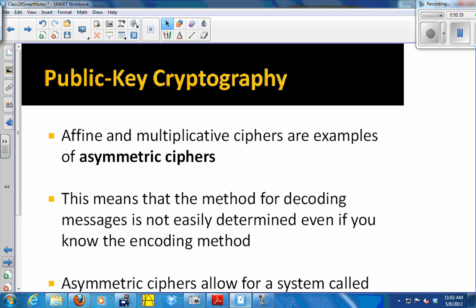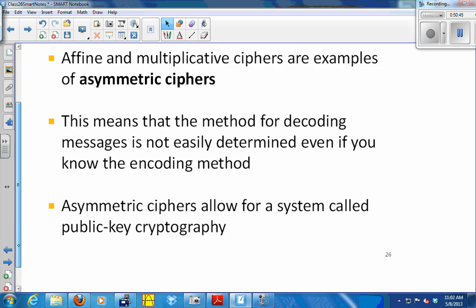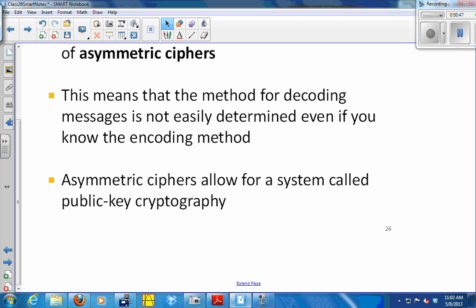This is an example of an asymmetric cipher. That means that the method for decoding is not easily determined even if you know how we encoded. So even if you knew that your encoding key was times 7, finding that decoding key of times 25 is at least time consuming. Not impossible, but time consuming. So these are called asymmetric ciphers, where it's difficult to figure out how to decode even if you know exactly how it was encoded.